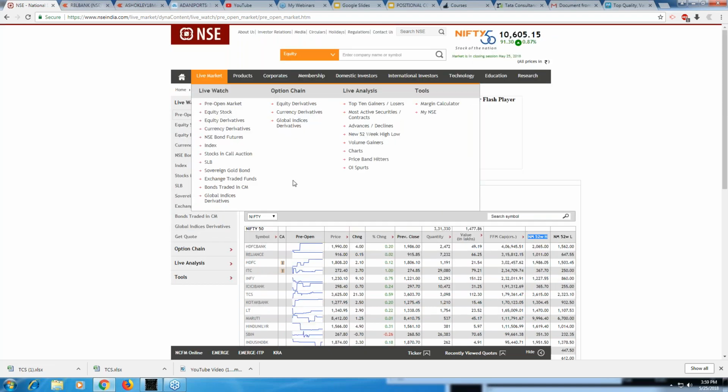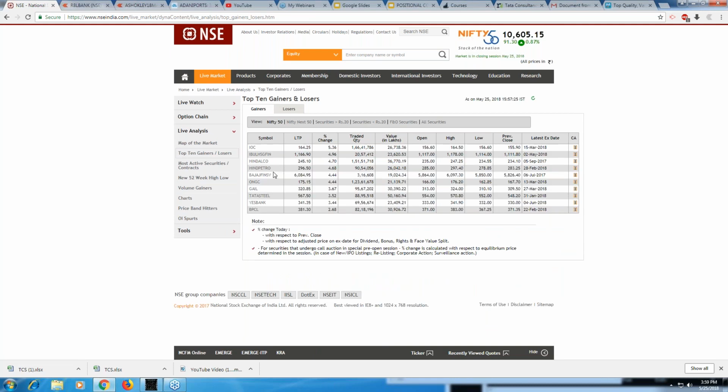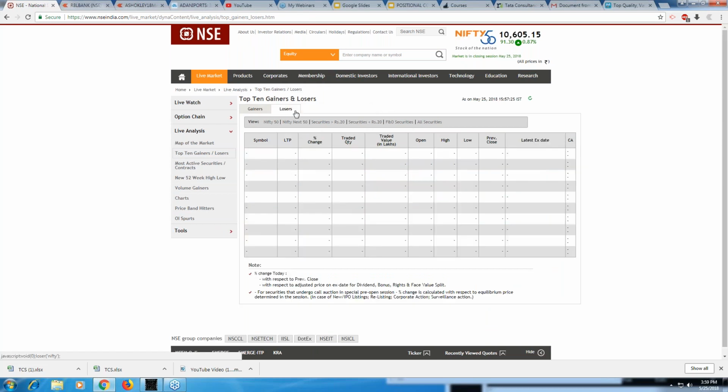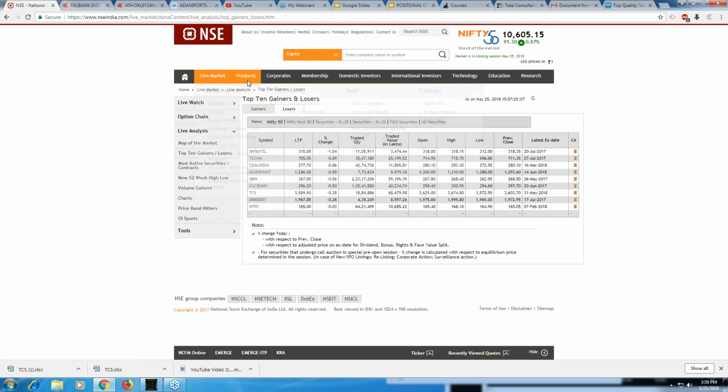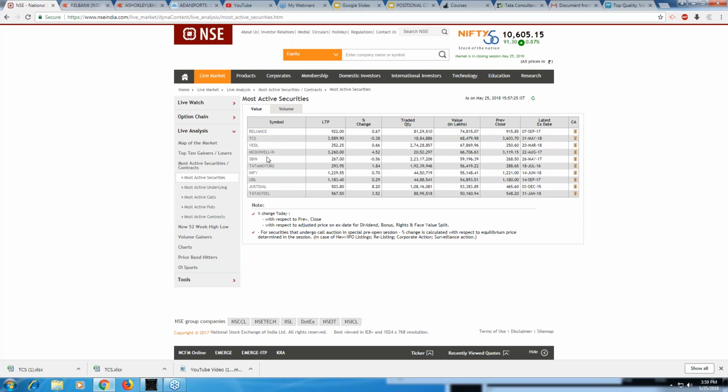Then when the markets are open, you can go to the top 10 gainers and the losers. So the top 10 gainers are IOC, Indiabulls Housing, Hindalco, HPCL, Bajaj Finance, ONGC, etc. Losers also you can find out over here, right? Then again, live market, go to the most active securities, right? So Reliance, TCS, VDL, McDowell, Tata Motors, Infy, UBL. This is by value. By volumes, let's see which were the most active ones. RCOM, IFCI, JP Associates, IDEA, PFC, VDL, GMR Infra, Adani Enterprises, etc.